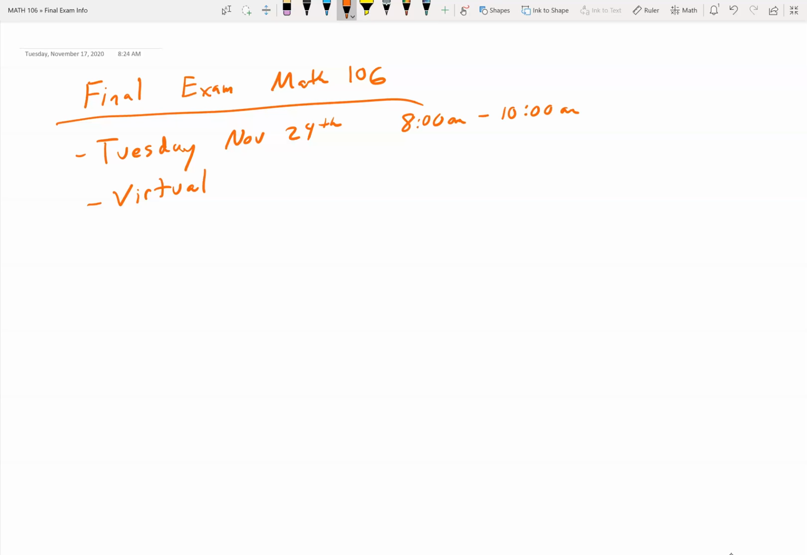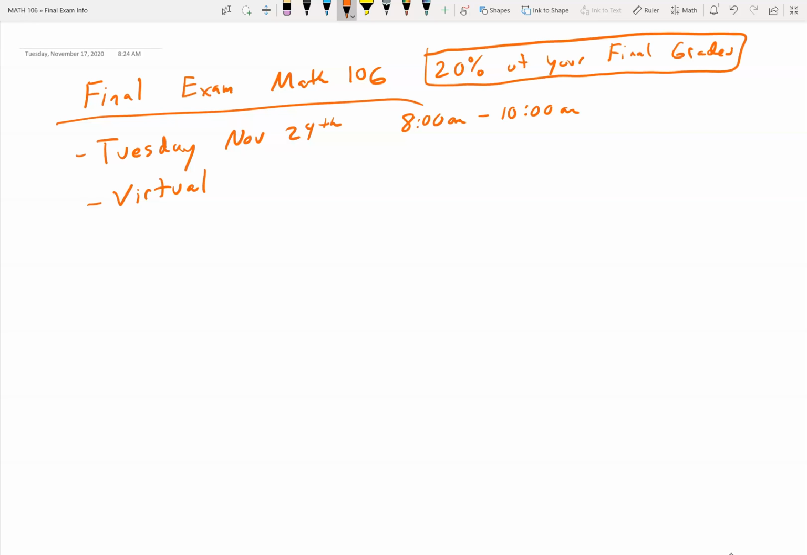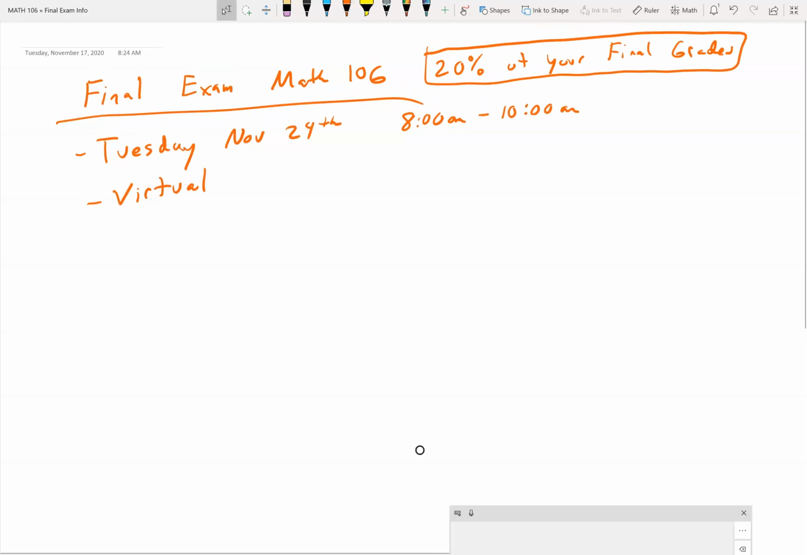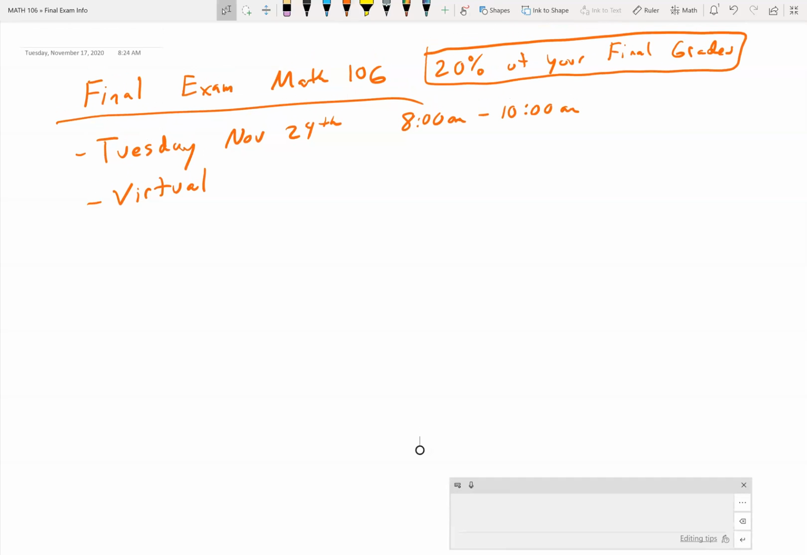Okay? So here's the breakdown. Just as a reminder, too, the final exam is 20% of your final grade. So as of right now, you have 80% of the grades through the course, right? So this is 20%. Each exam was about 15%, so this is a little bit more. So it's going to be a little longer. I'm making it 15 problems, and I'm going to talk about the breakdown.